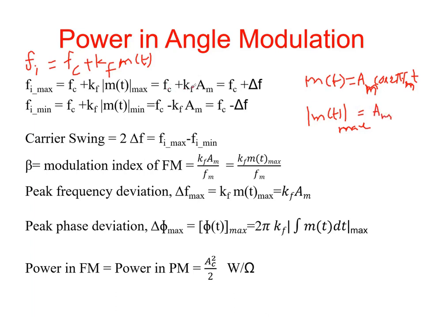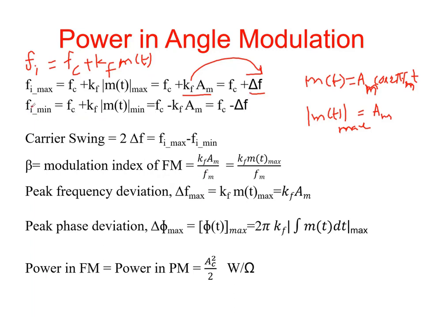That's why here Kf times Am is coming, and this Kf times Am is the extra parameter which is represented as del f. And what is this del f called? It is the extra deviation from the center frequency or the carrier frequency. That's why del f is called the frequency deviation.